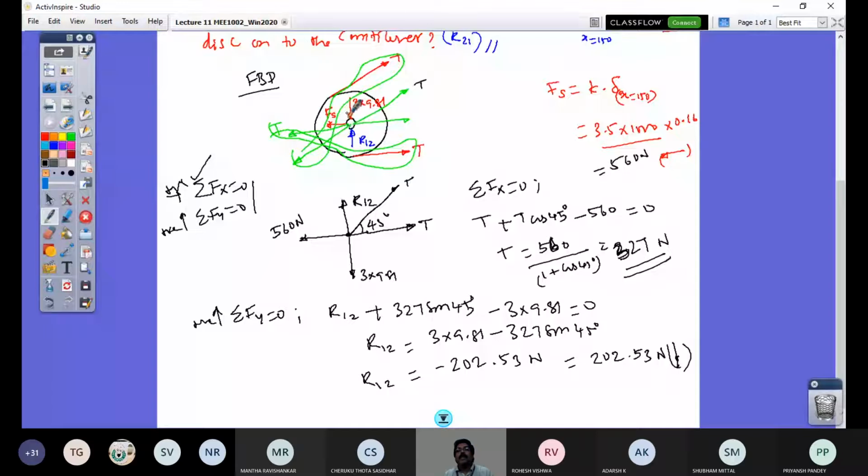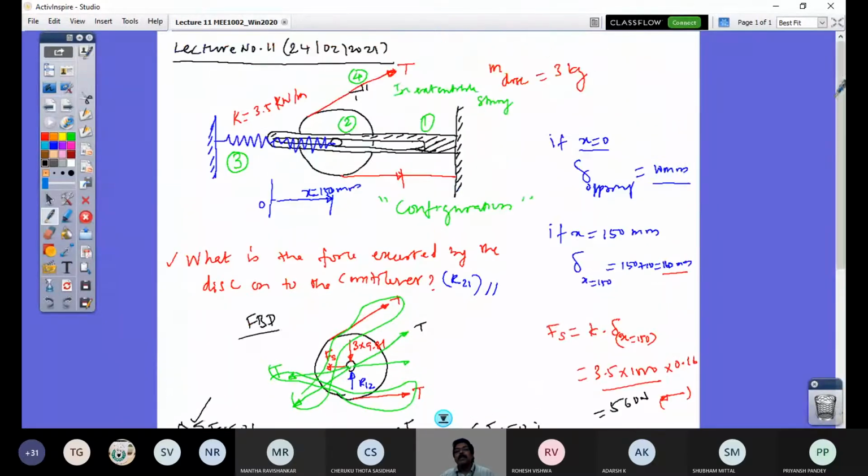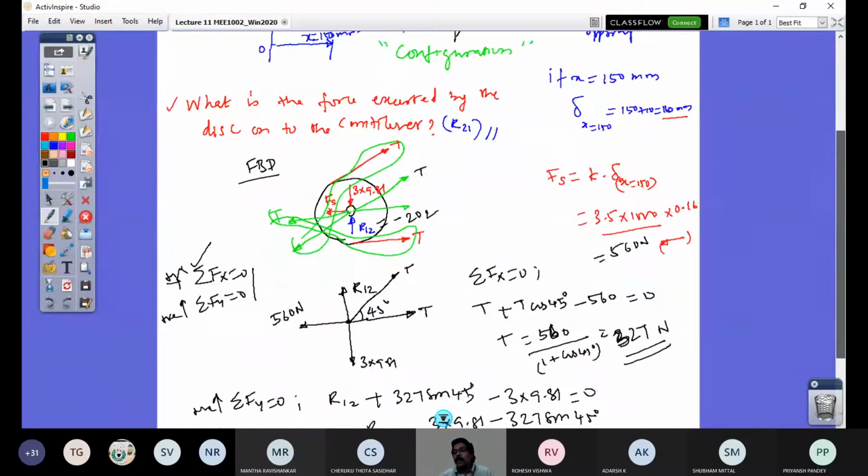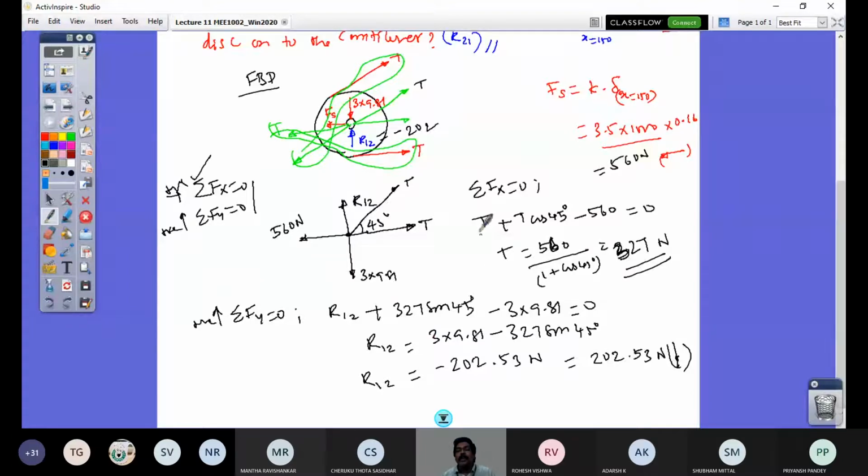This gives, as this tension in this, if you look at the pressure offered at the pin, it is on the upper part of the rail. As this T acts now, what is actually happening? The disc is getting pressed on the upper one. So the reaction force is in the downward direction. That is what you see here. So R12 you get as minus 202.53, which should be interpreted as R12 being in the downward direction.